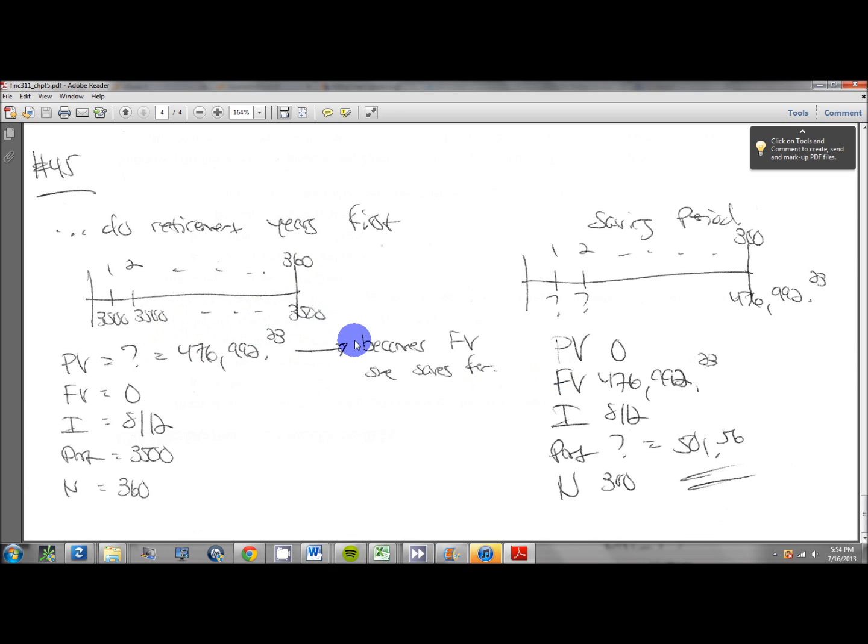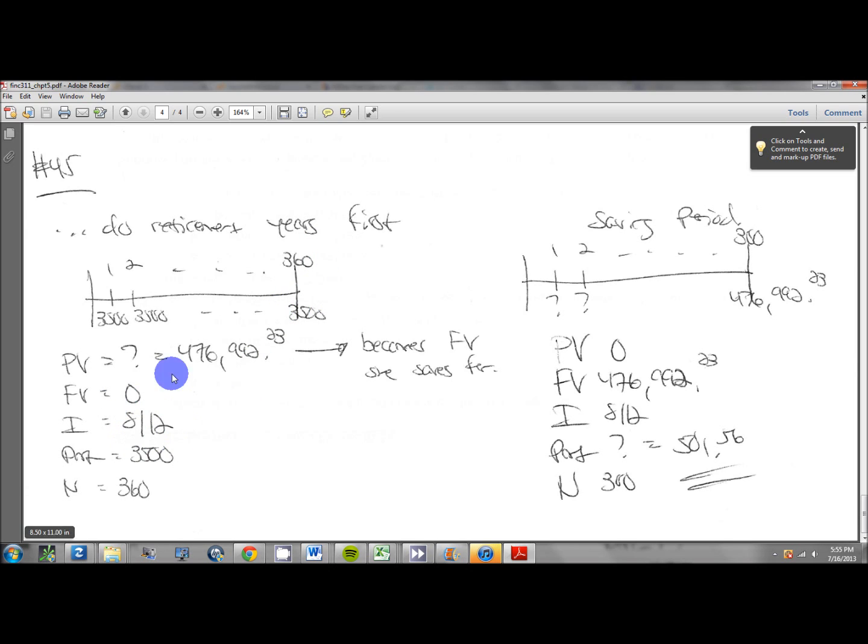Now, if you started to work this problem by focusing on the saving period first, you would have immediately run into a roadblock because you're solving for payment, but you would not have a future value to plug in. So if you turn your attention to the retirement years first, you can see the present value during her retirement is essentially going to be the future value that she's saving for. So if you can find this present value, which we can, you'll then have the future value that belongs over here, and you'll be able to proceed with the problem and complete it.